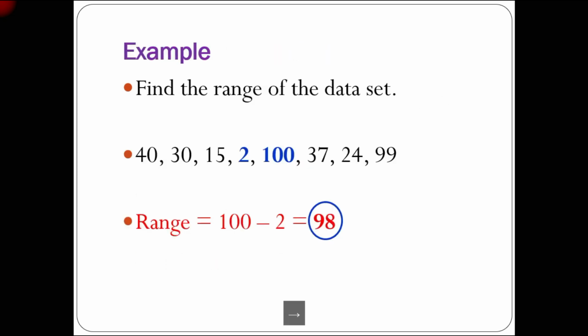Let's start with the range. Find the range of the data set. We have 40, 30, 15, 2, 100, 37, 24, and 99. And yung range natin is equal to the difference of the highest value and the lowest value. Dito makikita ninyo, ang ating highest value is 100 and the lowest is 2.